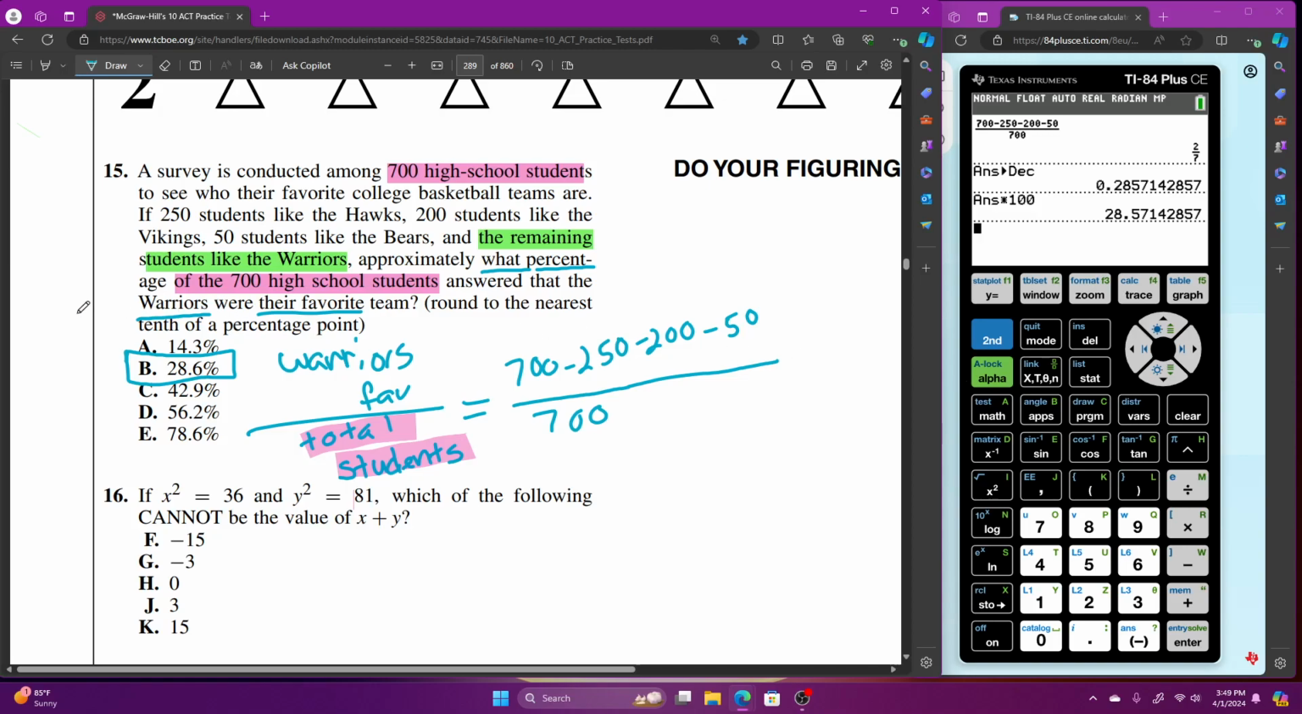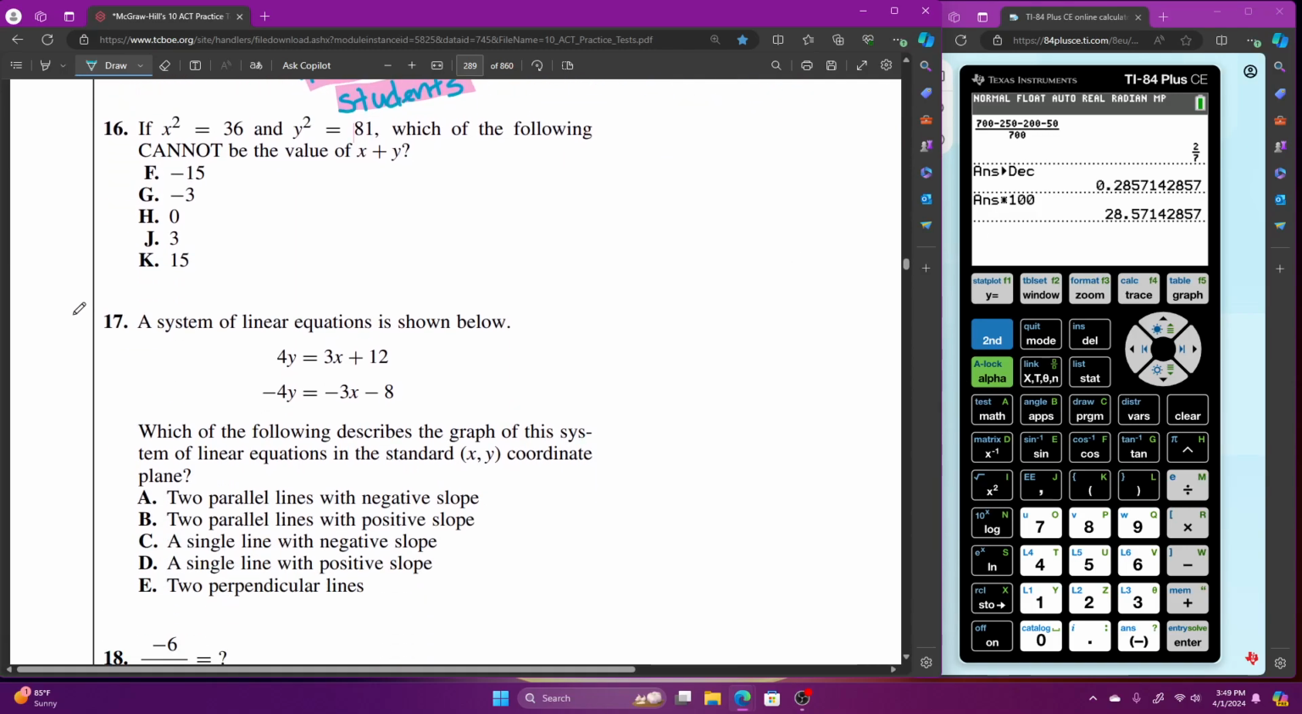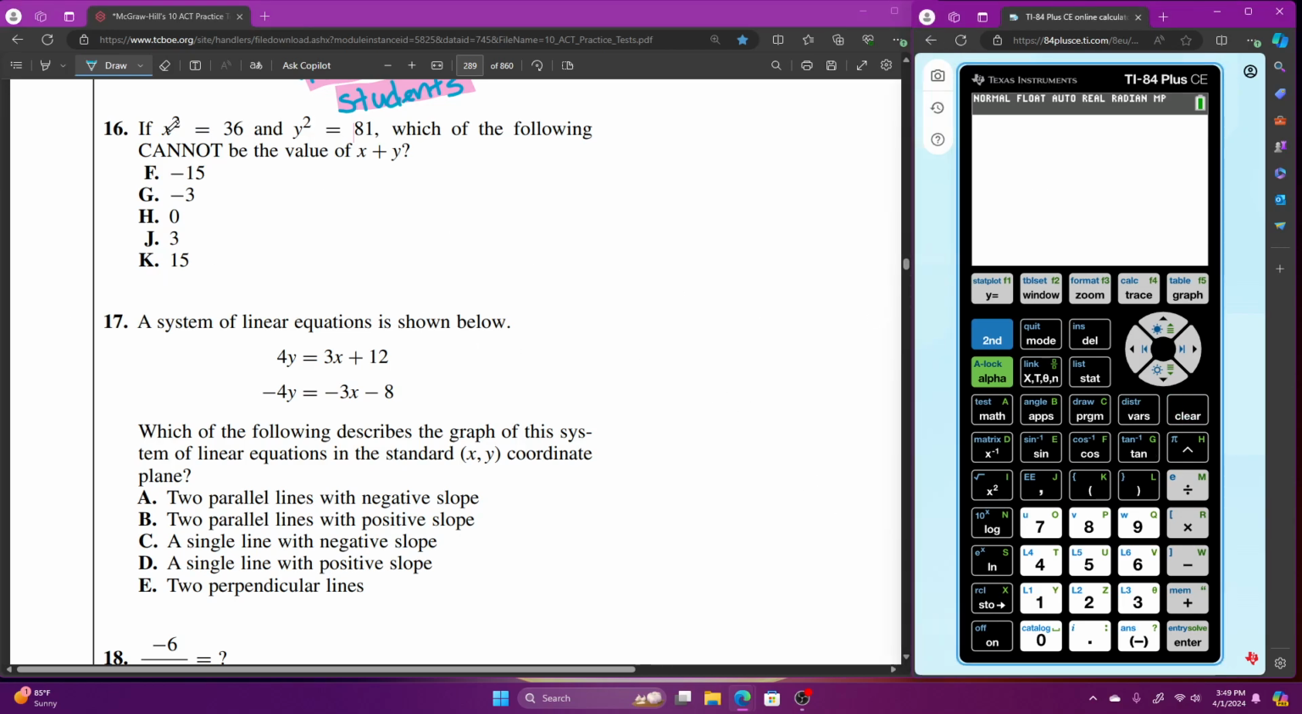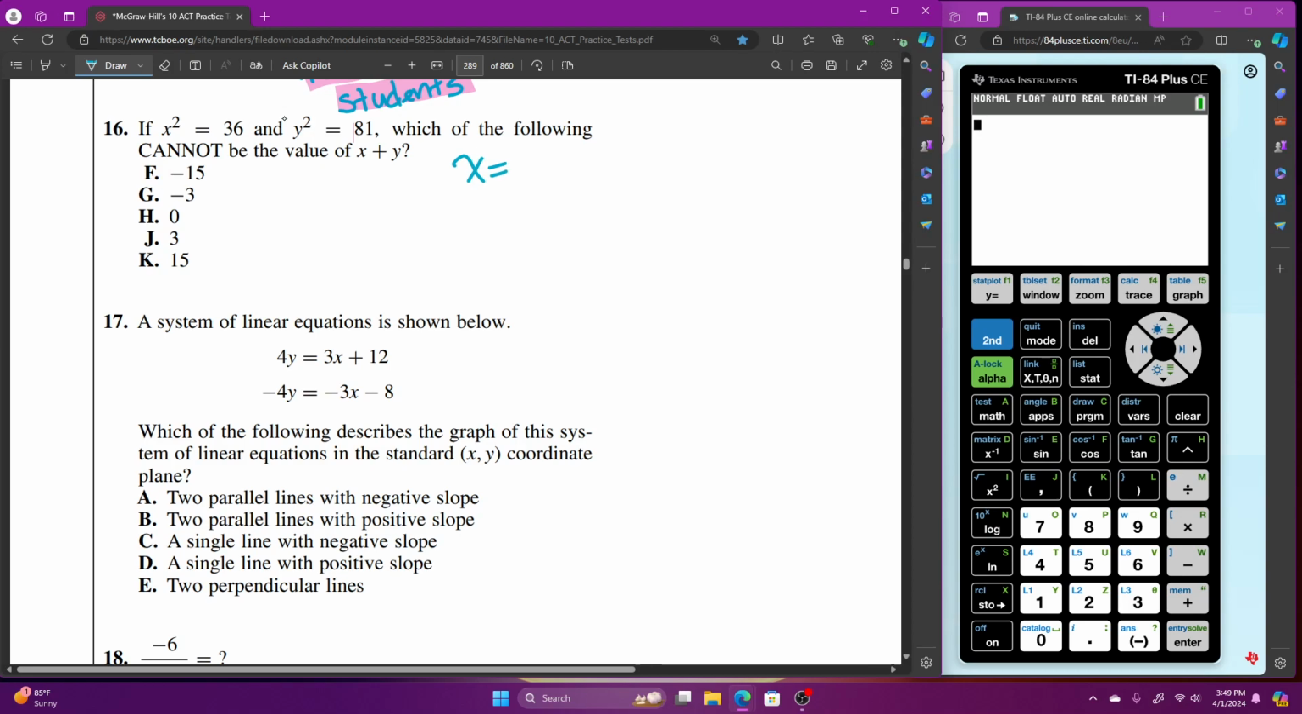And I'm going to continue on to question number 16, which says, if x squared equals 36 and y squared equals 81, which of the following cannot be the value of x plus y? So when we're looking at this, right, because our variable is squared, each x and y, each of our variables, is gonna have two answers. So x could be this or x could be that. Y could be this or y could be that.